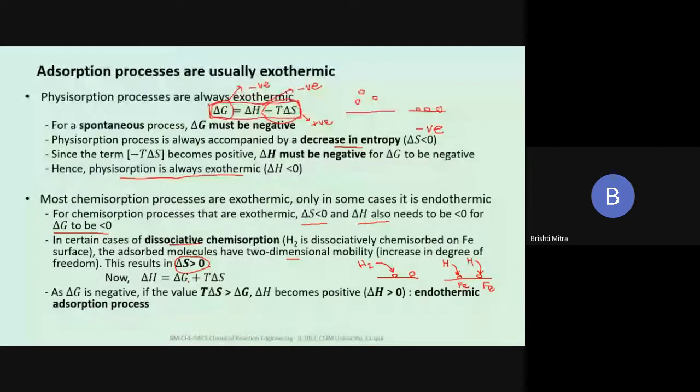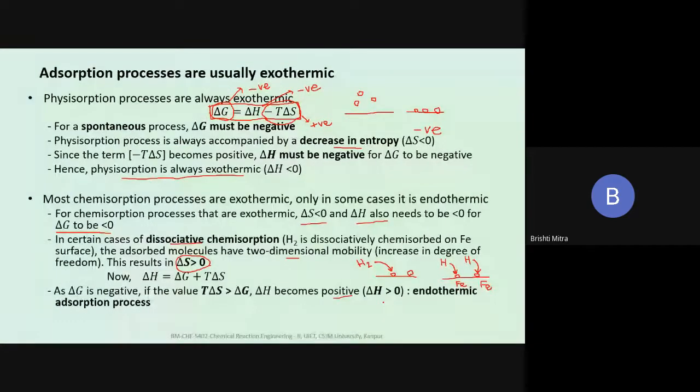My delta G, if it is negative, this is negative, this is positive. If this value of delta G is sufficiently negative so that it is more than the T delta S value, then delta H is going to be negative. If delta G is negative and T delta S is positive, but T delta S is larger than my delta G, then delta H becomes a positive value. And if delta H is a positive value, then what we have is an endothermic process. Last part, let me just repeat it again.